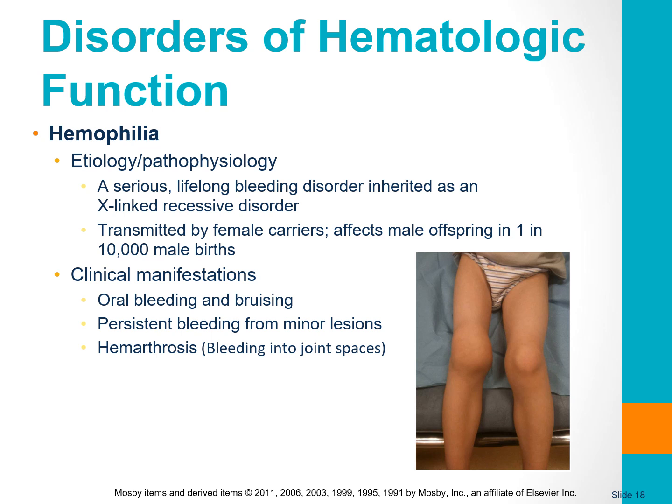So how does it manifest? It presents with bleeding, oral bleeding or bruising, persistent bleeding from minor lesions, so like a little scratch is not going to be able to clot. And then in severe cases, hemarthrosis, which is bleeding in the joint spaces, which is what you're seeing in this photo here. If frequent, it can lead to bone deformities, as obviously large bone joints are not meant to hold large volumes of blood. So if this goes untreated for a long time, it can cause bone deformities.